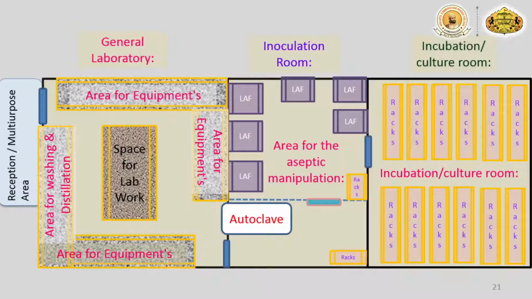So the general laboratory: at the entrance, there is supposed to be a reception or multi-purpose area. The area may be used for various purposes. And then in the general laboratory, you can set up your equipment. There should be a separate washing area. There should also be a separate area for the preparation of the media for culturing.